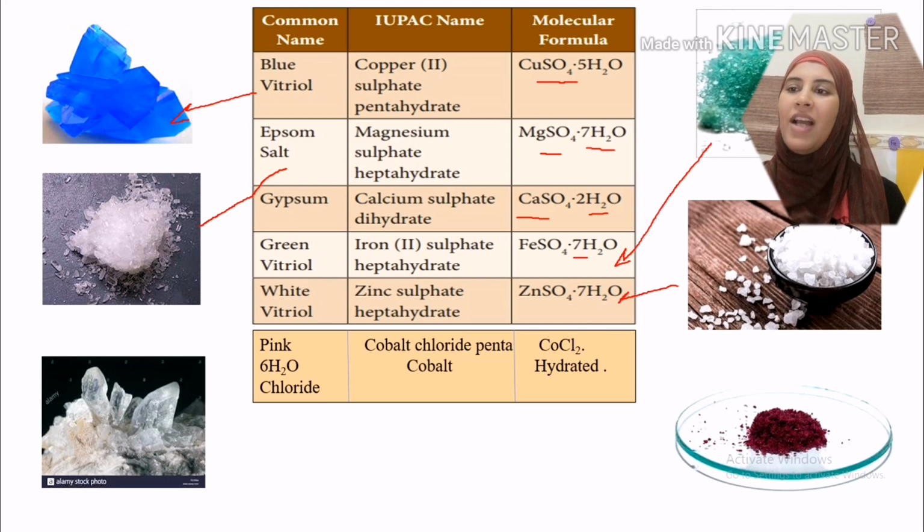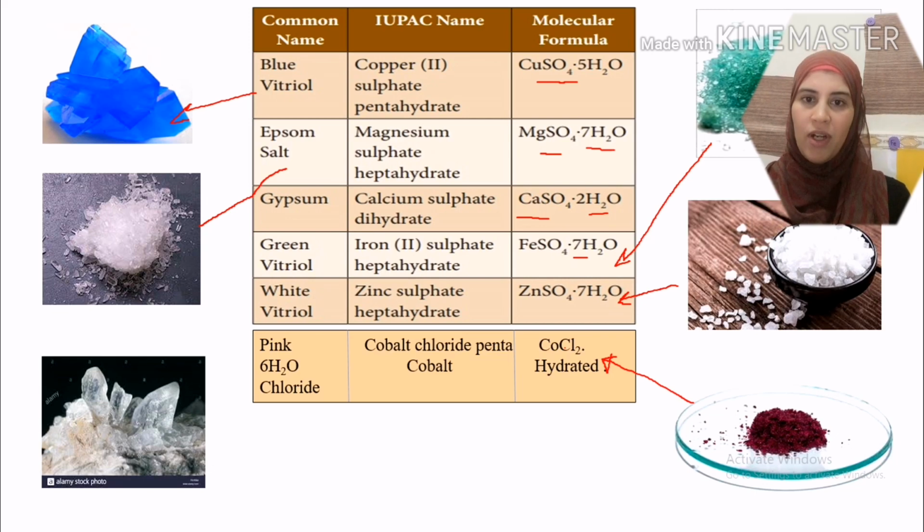Pink cobalt chloride, they are hydrated crystals. Each one molecule of cobalt chloride contains 6 molecules of water. They are hydrated cobalt chloride. All of these hydrated crystals must be separated after the neutralization reaction by using crystallization reaction. We are not allowed to use evaporation directly because we want to have regular structure of our crystal.